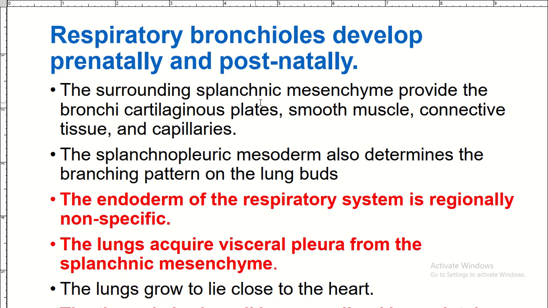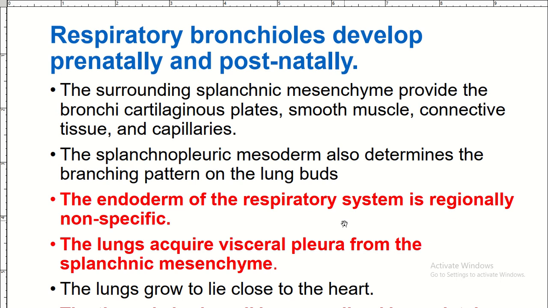So the surrounding splanchnic mesoderm provides the bronchial cartilaginous plate. Remember, the main bronchi is going to have a circular cartilaginous plate, but the trachea is going to have C-shaped. And then the bronchioles, the secondary bronchi, are going to have irregular cartilaginous plate. Remember. So the splanchnic mesoderm also determines the branching pattern of the lung buds. Very important, right?